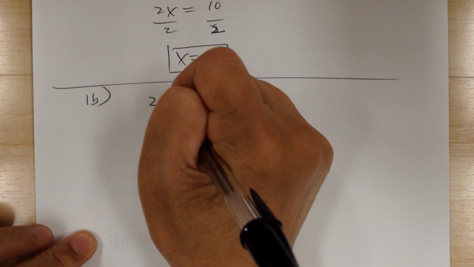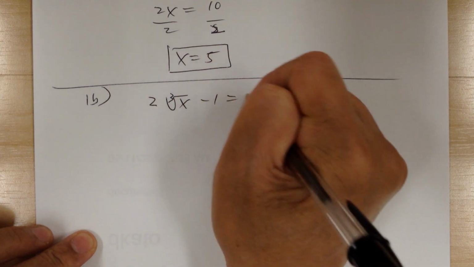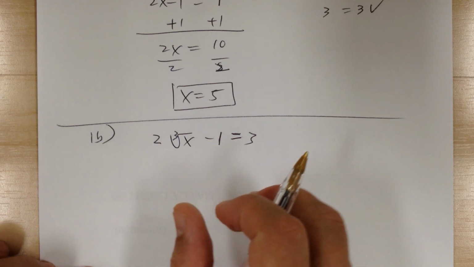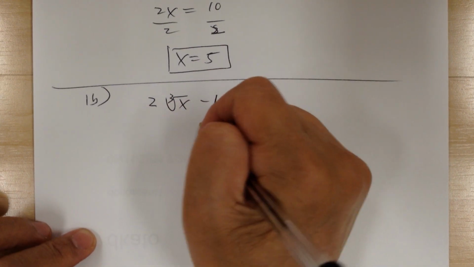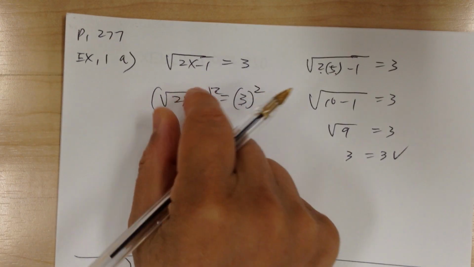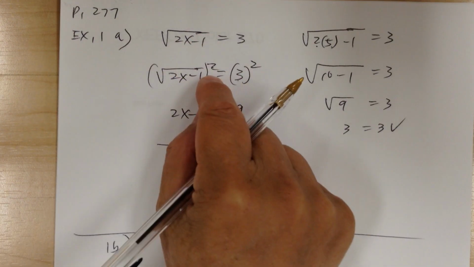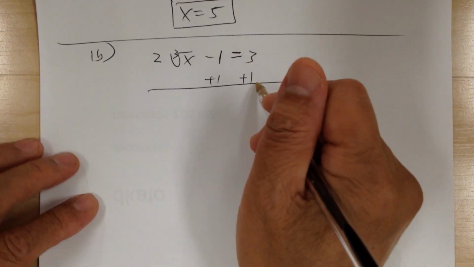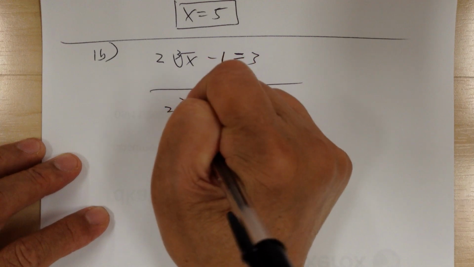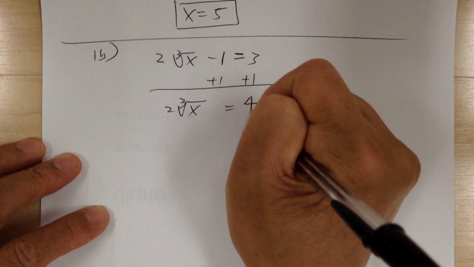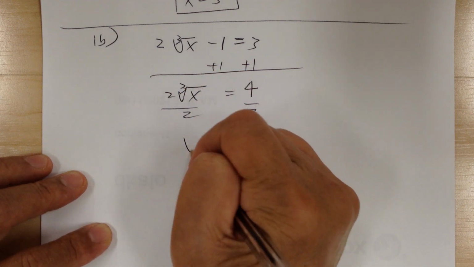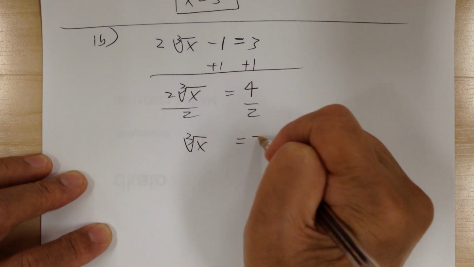You have 2 cube root of x minus 1 equal to 3. So again, you need to isolate your radical so you can undo it. So first you need to plus 1. The key is to have the square root or the cube root by itself. You need to get the radical by itself and then undo the radical sign. So over here you plus 1 on both sides. So you get 2 cube root of x equal to 4. And then you divide by 2 on both sides. So you get cube root of x is equal to 2.